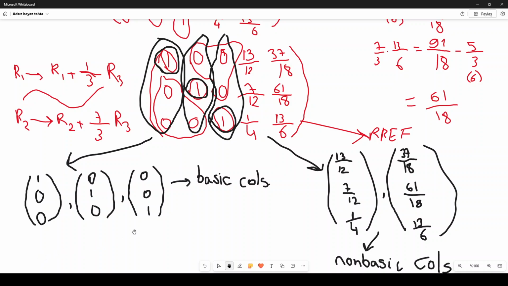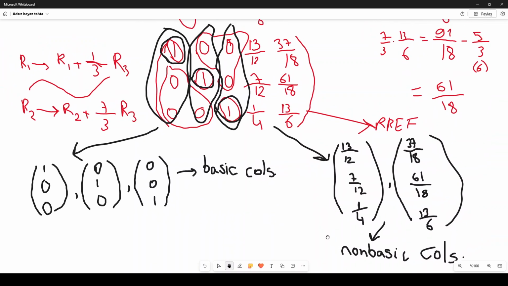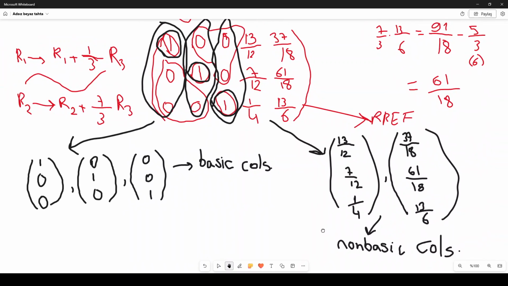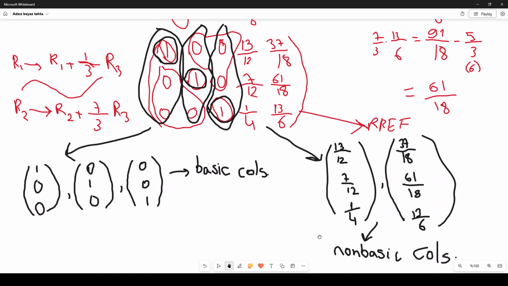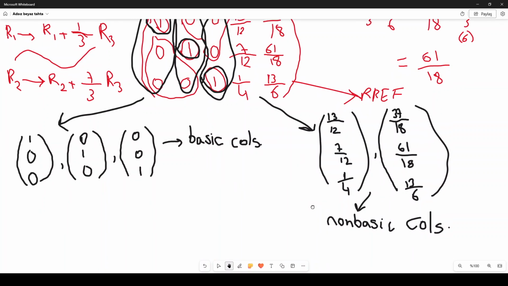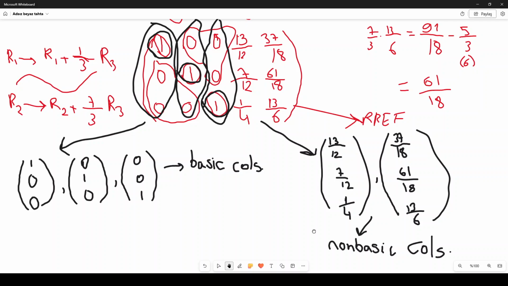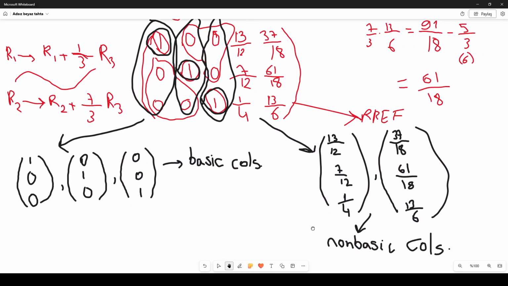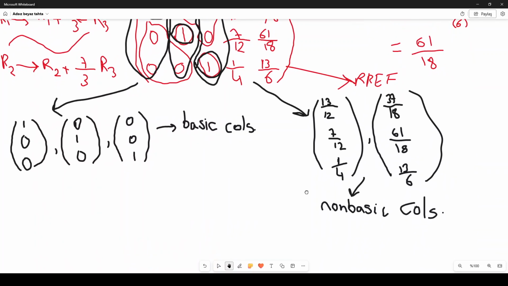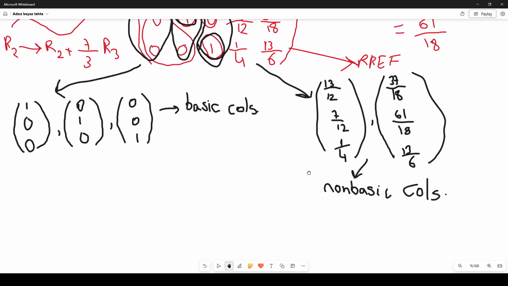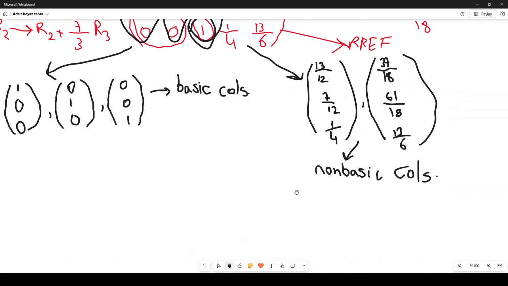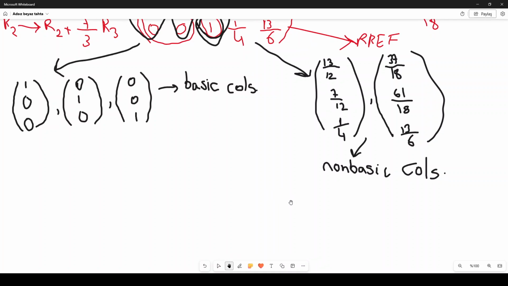And the remaining columns are called the non-basic columns, which are the columns that do not include the pivot elements. One important property, as I mentioned very early in this lecture, is a key observation we need to make between the basic columns and non-basic columns, and here's that observation. Non-basic columns can be written or expressed in terms of some combination of basic columns.